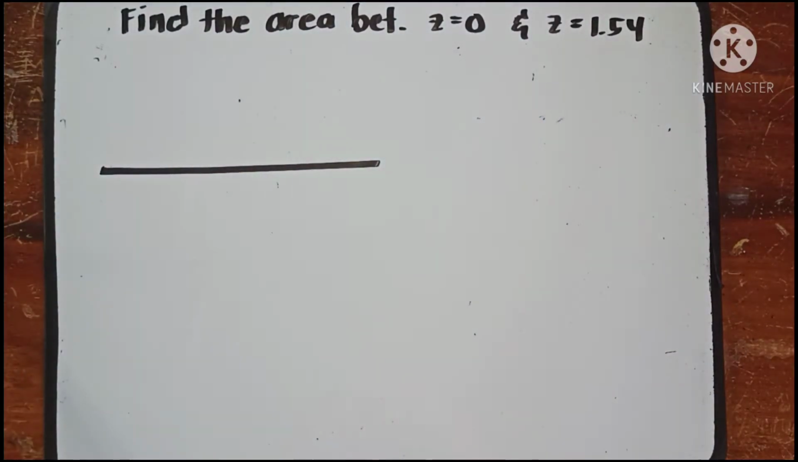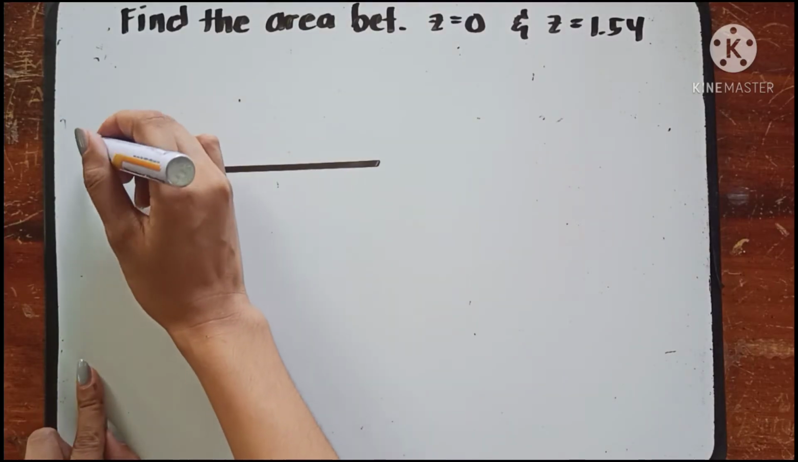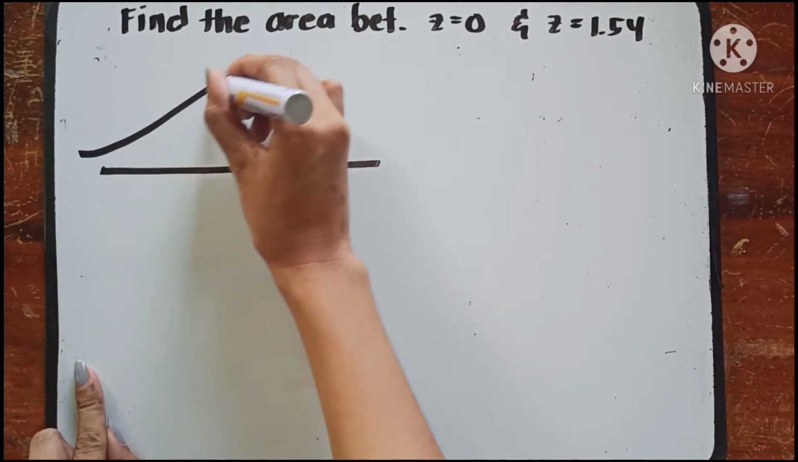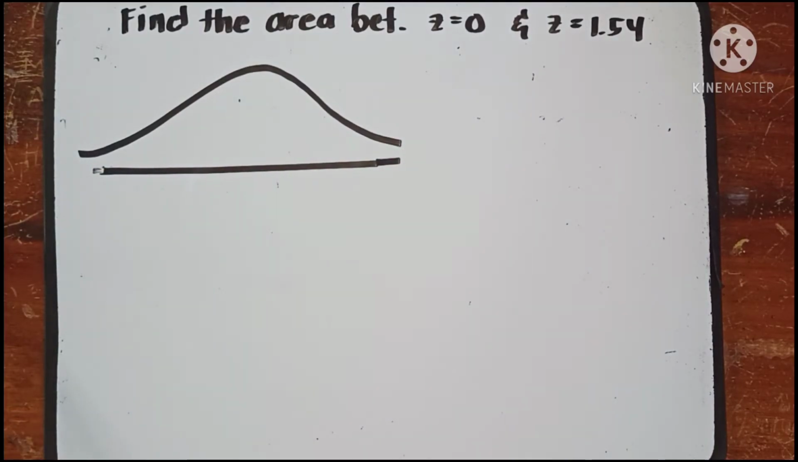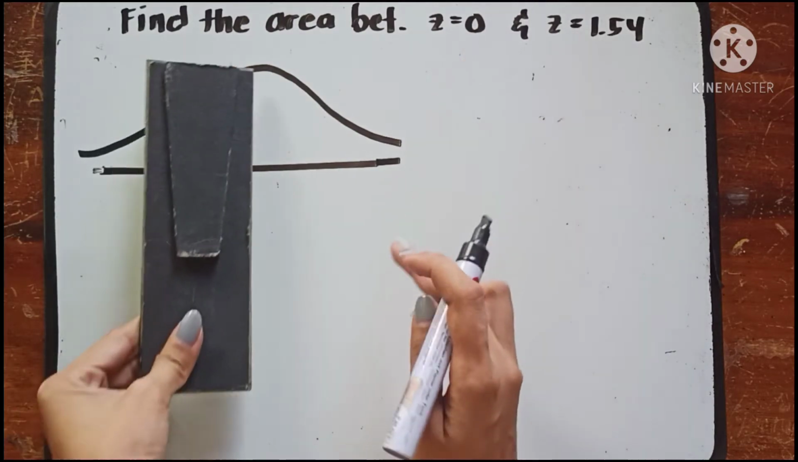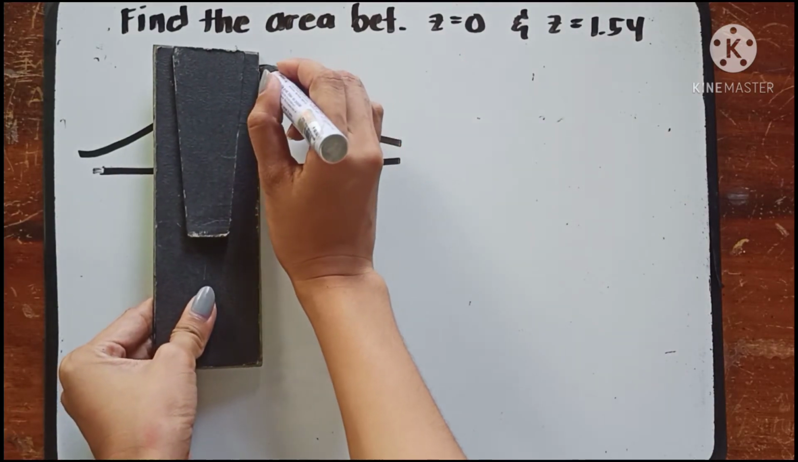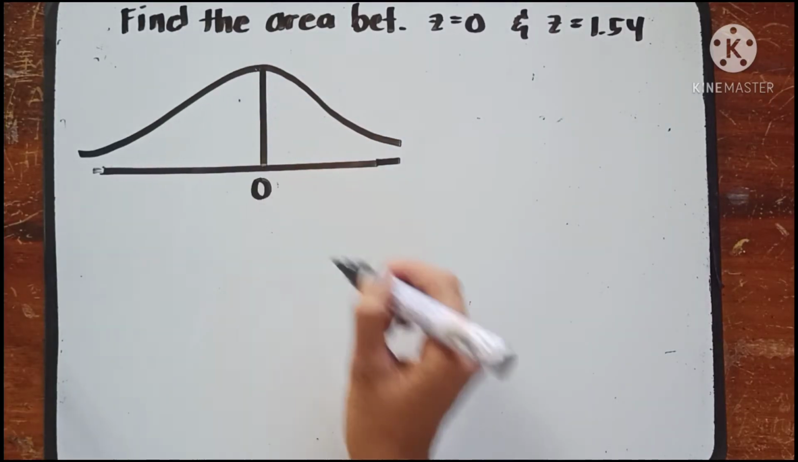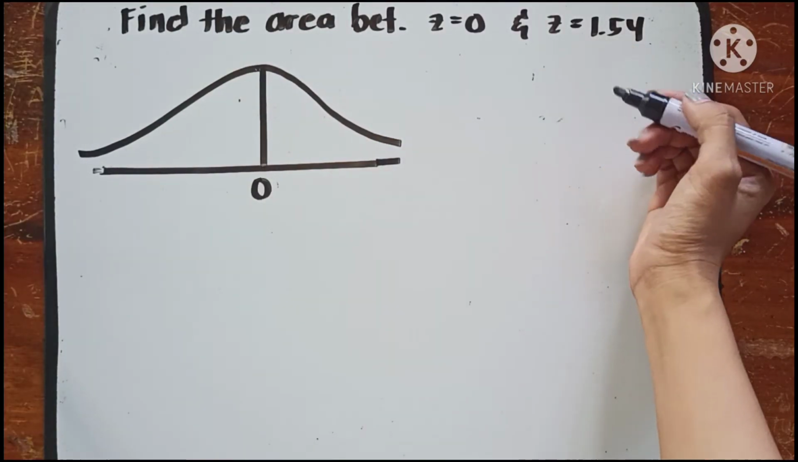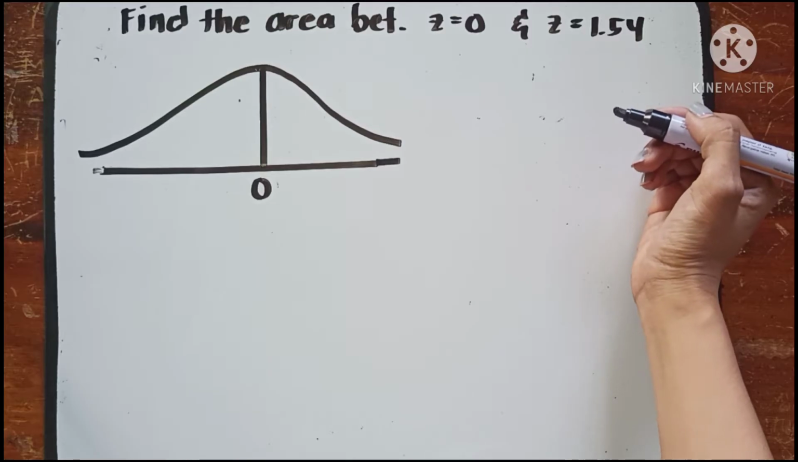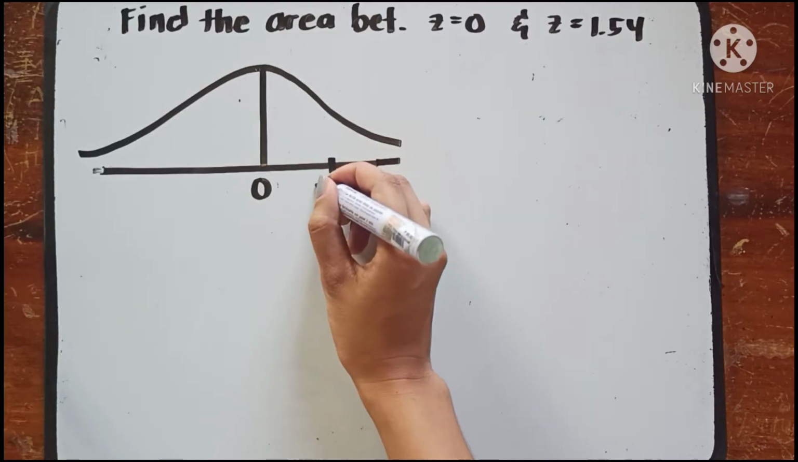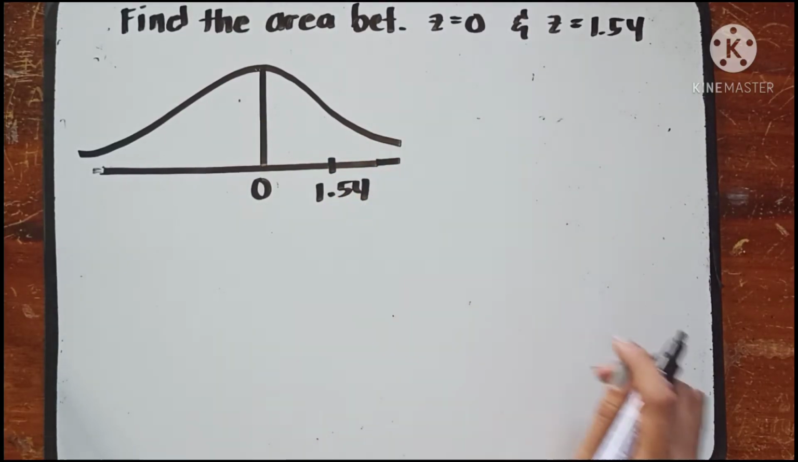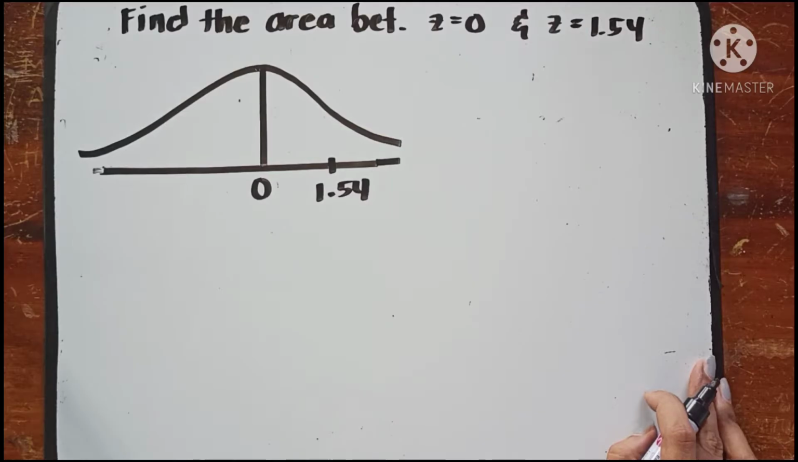So, ayan. Again, sa pag-sketch ng normal curve, kailangan nating isipin pa rin yung properties of a normal distribution. Okay, so next, lagay natin yung given value sa ating curve. So, meron tayong z is equal to 0. So, gitna lang po natin ulit si 0. And z is equal to 1.54. So, 1.54, this is a positive number. Then, dapat po ito ay nasa right side. Okay? So, since this is a positive number.